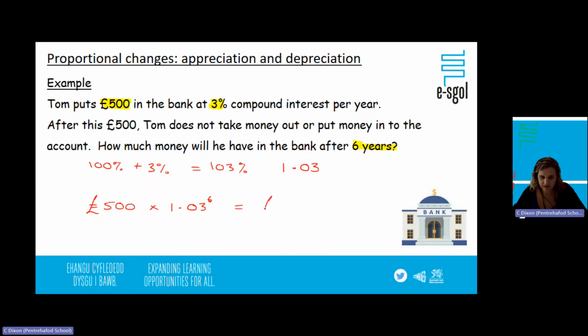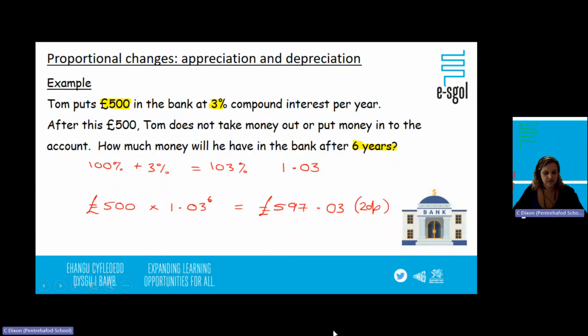And if you type that into your calculator, you will have to round because it's money. So it's £597.03, so £597 and 3 pence. So for keeping £500 in an account for 6 years, he has gained nearly £100 interest, £97.03 interest.